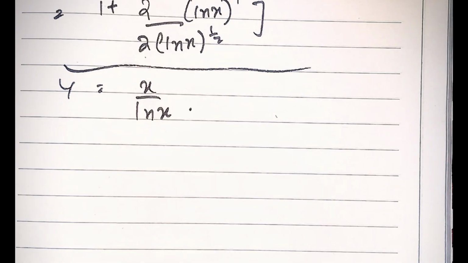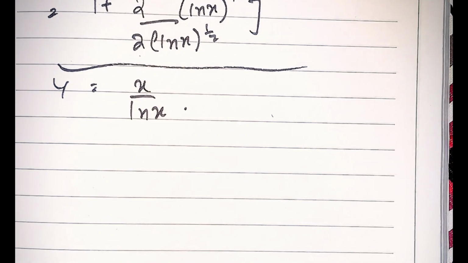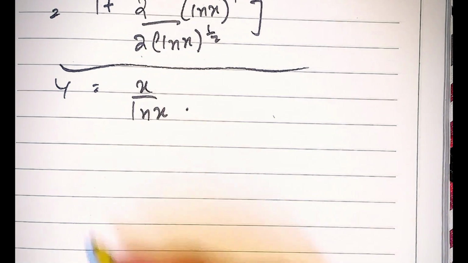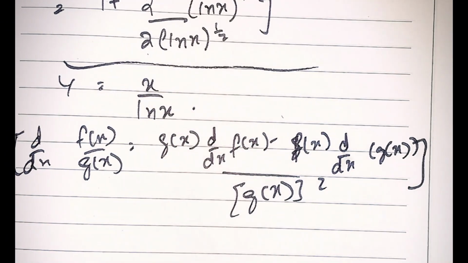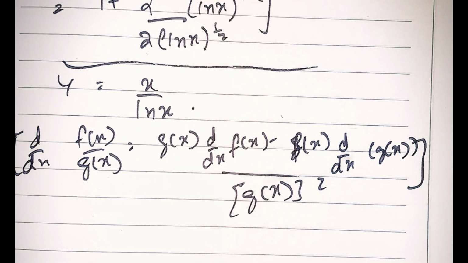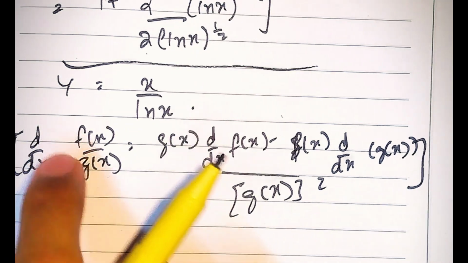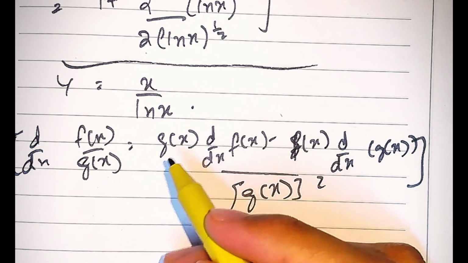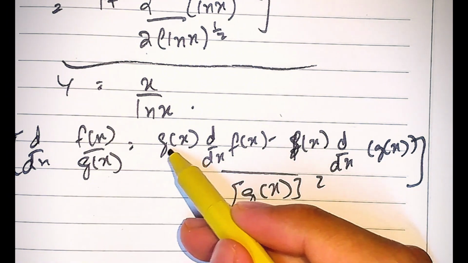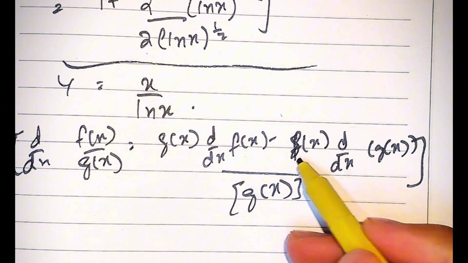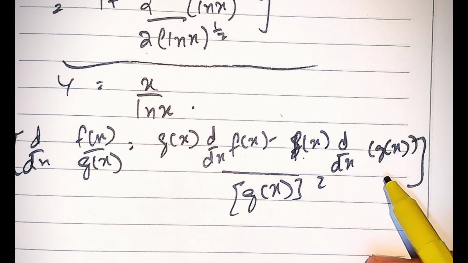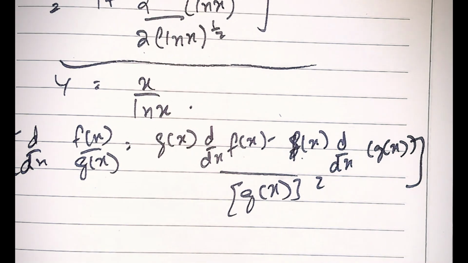Then in the next question we have to find the derivative of y is equal to x divided by log of x. And for this question we are going to use the quotient theorem. So the quotient theorem says that if you have two functions which are being divided, i.e. f(x) divided by g(x), we can simply derive them as g(x), the second function as it is, derivative of the first function, minus the first function as it is, derivative of the second function, divided by the square of the second function.